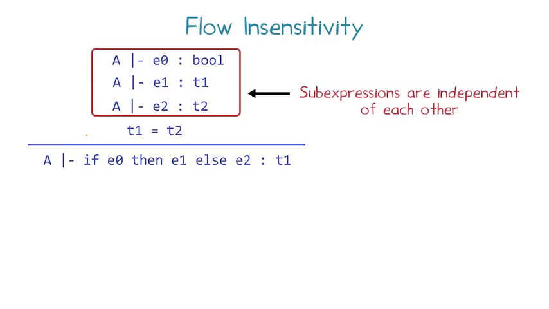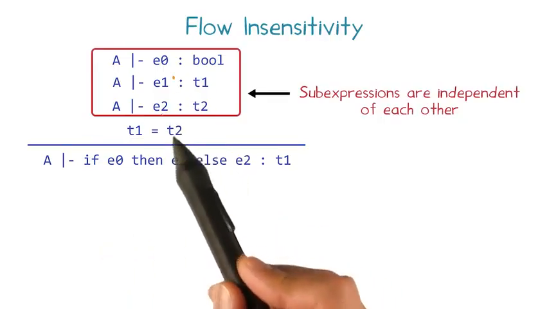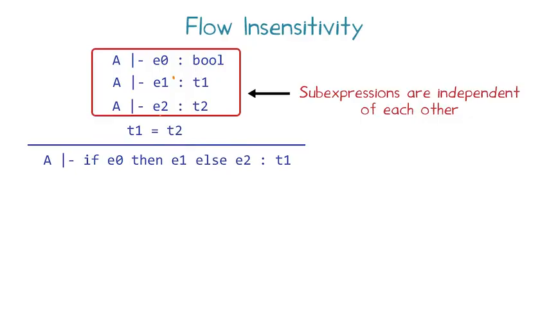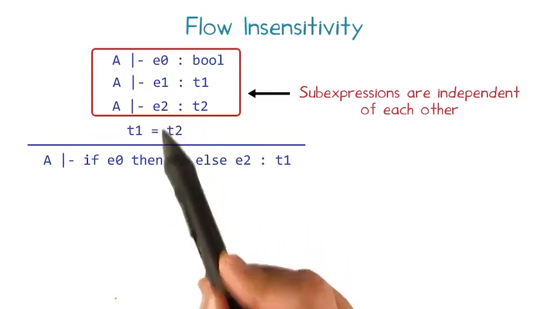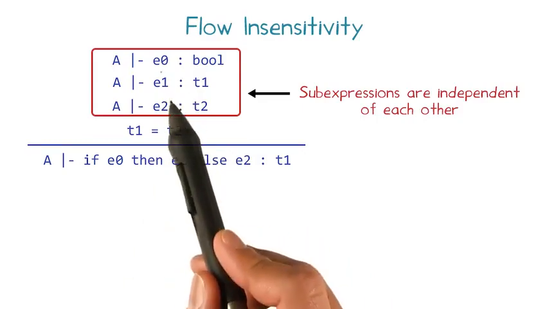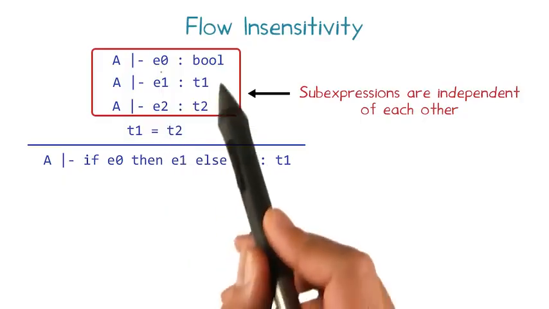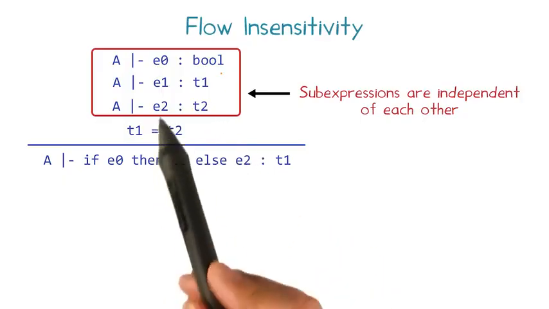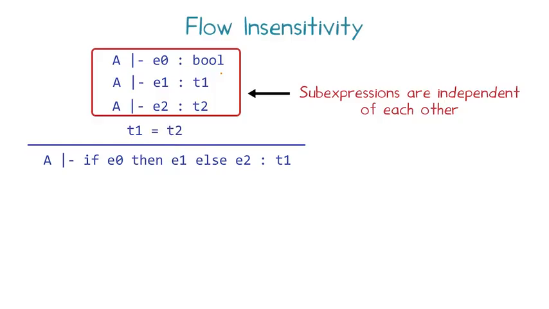Recall that in our algorithm's examination of the if-then-else expression, each of the sub-expressions was analyzed independently of one another. It didn't take into account the order in which the expressions were listed. It only checked that E0, E1, and E2 were of the appropriate types. We could have swapped E1 and E2 and the analysis would be unaffected.